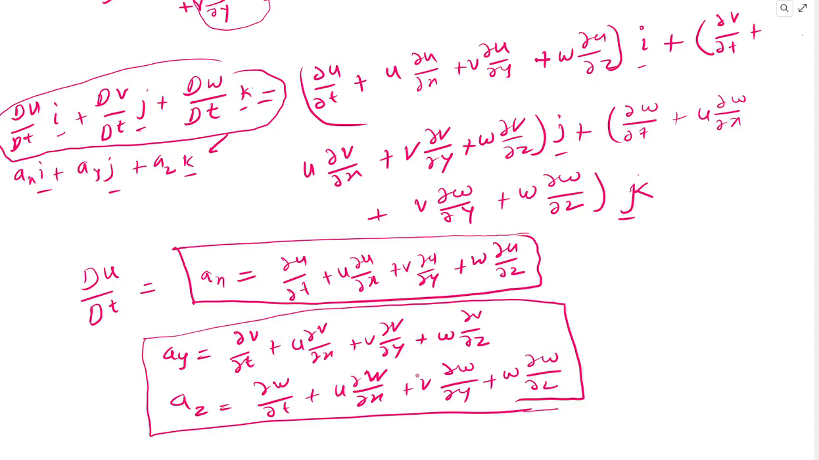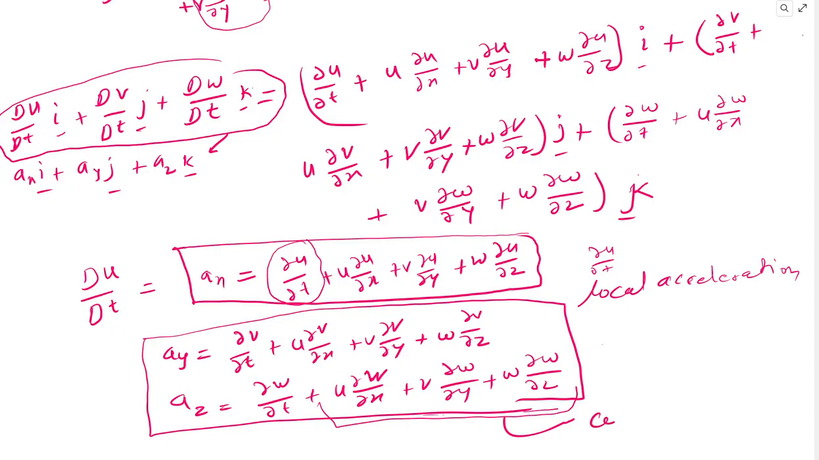Okay. So these terms, del u by del t, are called local acceleration. This is local acceleration, and the other terms are the acceleration due to the convective terms, right? So these are called convective acceleration, right?